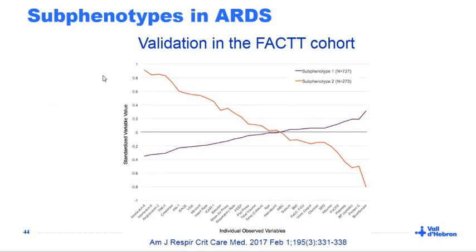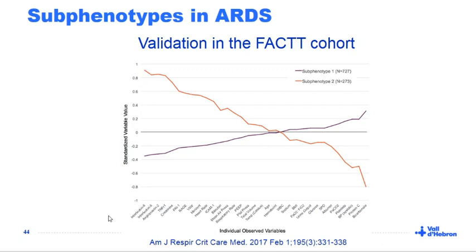And it comes again from the question that Dr. Georgopoulos made yesterday about subphenotypes of ARDS. They were previously described in the ARMA and the ALVEOLI trial. This is the validation of what they observed in the FACCT trial. This is a latent class model analysis which represents in the X axis all the variables, and the longer the distance from the black line, the higher the difference in the variable measured in the X axis.